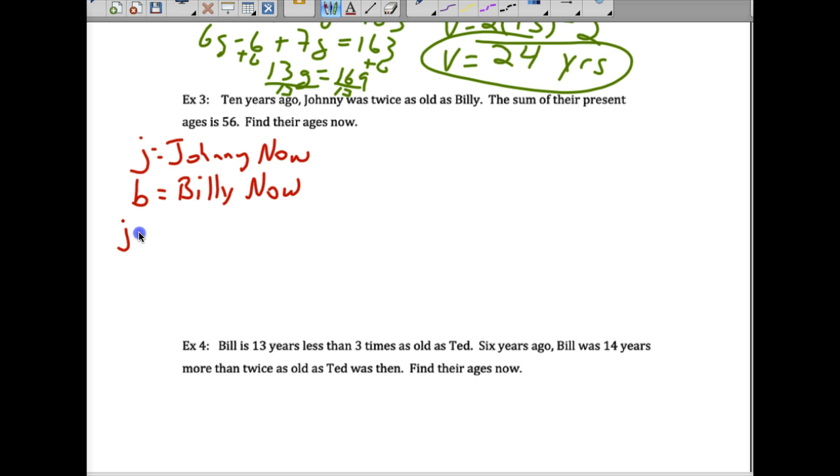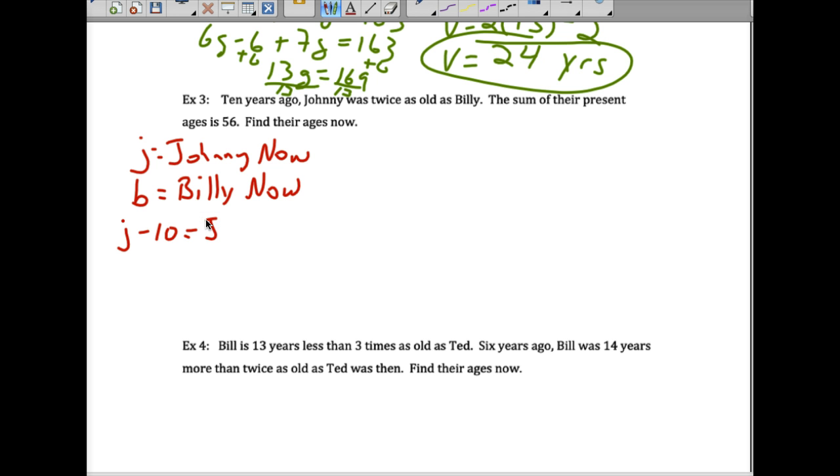J minus 10. There's always one kid who says, what if Johnny's only 7 now? Then he'd be negative 3. He can't, he's got to be older than 10. So don't get into weird stuff about negative ages. Just assume they're both older than 10, because 10 years ago they were some age.